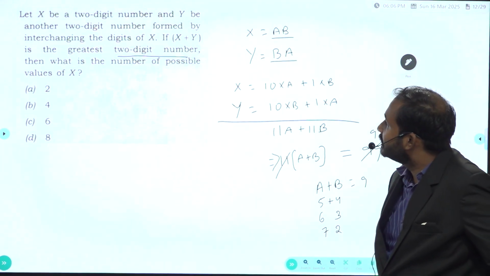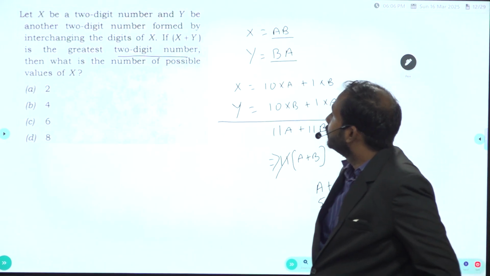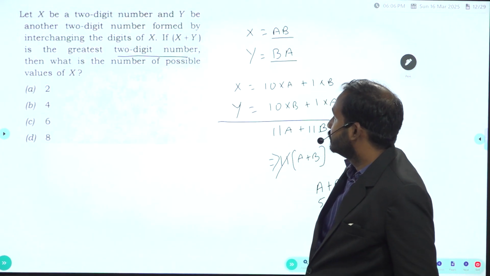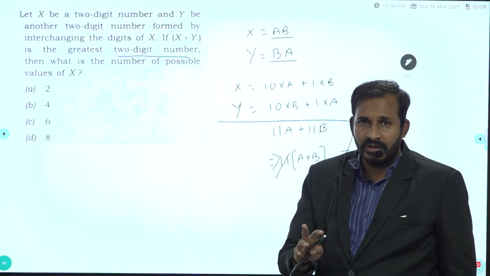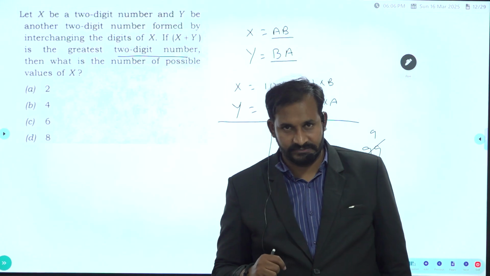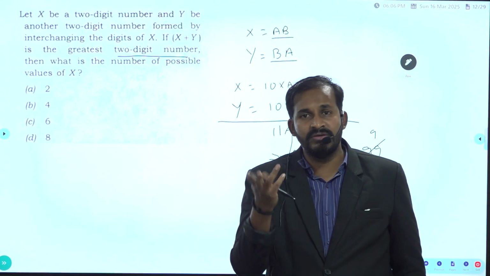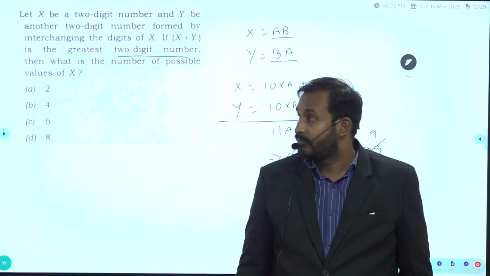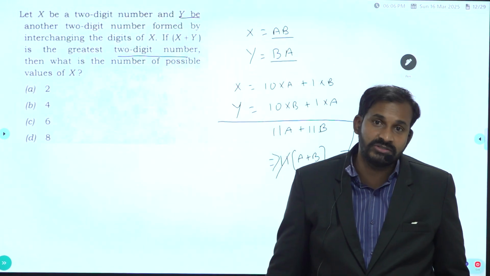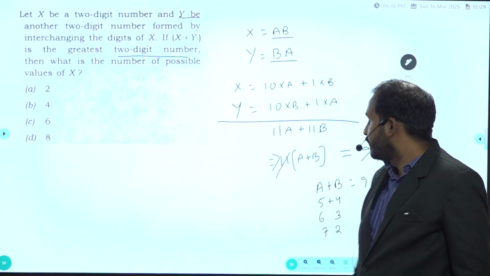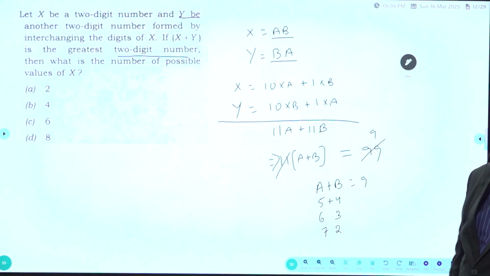They clearly mentioned that it is a 2D number formed by interchanging. Okay. If you have a doubt, why not take 90? It is fine. But when you reverse it, it becomes 09. But what actually is happening? Y is another 2-digit number. Definitely, Y also should be a 2-digit number. Because of that reason, we are not taking 9 and 0 into consideration.